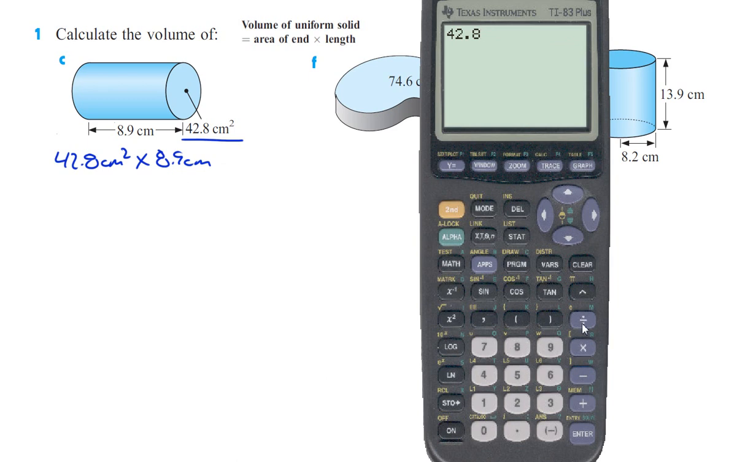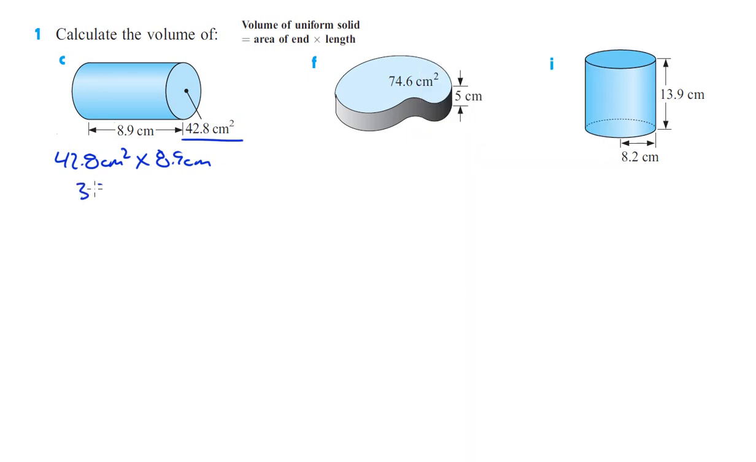42.8 times 8.9 will give us 380.92. If you'll notice, we had centimeters squared and another centimeter, so that is centimeters cubed, which fits right in with volume, right? Because that's what we're figuring out.